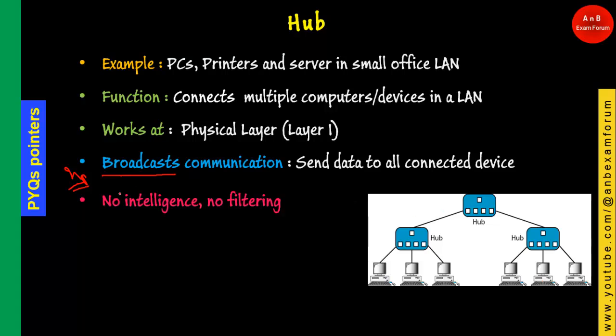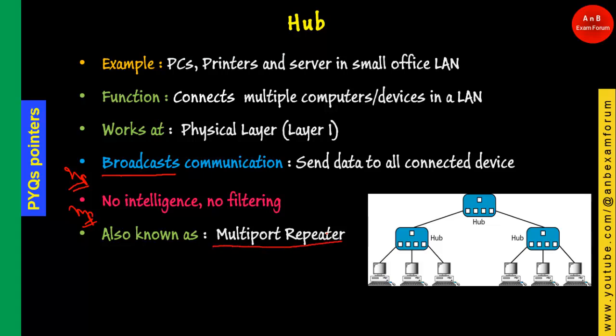And again, since it is working on the physical layer, there is no intelligence or no filtering in it. This is also again a very important pointer he can ask. And the next one is that it is also known as a multi-port repeater. Hub is known as a multi-port repeater. It is some sort of repeater, but it has many ports in it. So that's why it is known as a multi-port repeater, and commonly it is used in the star topology.